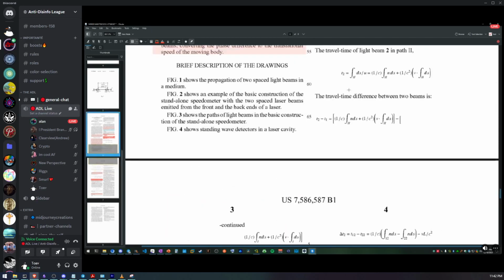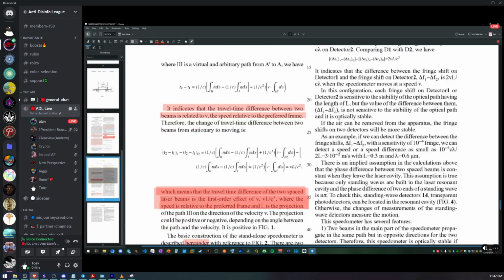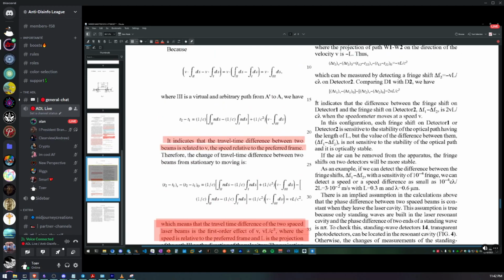I can't remember, but we'll go off of this point. It indicates the difference between the fringe shift on detector 1 and the fringe shift on detector 2, delta F sub 1 and so on, and the speedometer moves at speed v. So it indicates that there's going to be a fringe shift pattern that corresponds to the velocity when the speedometer moves at speed v.